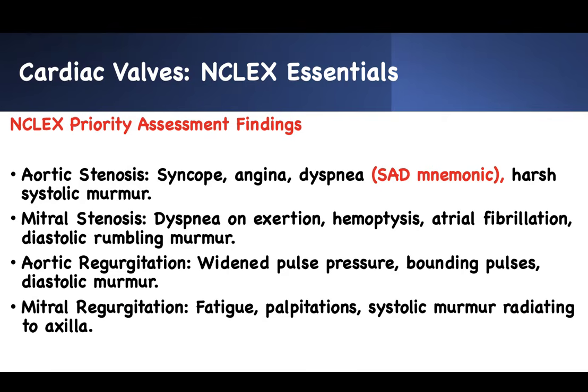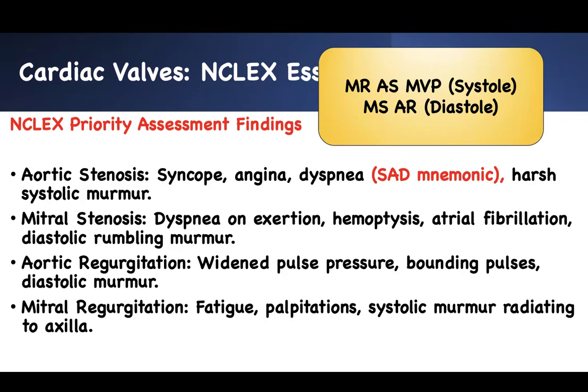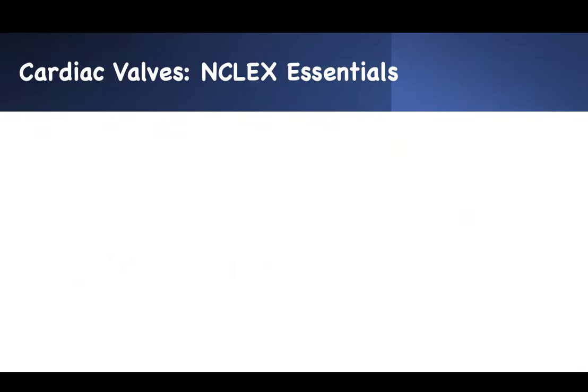Now, how do you know whether it's systolic or diastolic? This is your mnemonic. Mr. A.S. MVP is systole. He plays in systole. Miss A.R. rests in diastole. That means mitral regurgitation, aortic stenosis, and mitral valve prolapse, you hear a systolic murmur. And mitral stenosis and aortic regurgitation, you're going to hear a diastolic murmur. That's the mnemonic to know what kind of sound, whether it's a systolic or diastolic murmur. Know this once again. Know this.